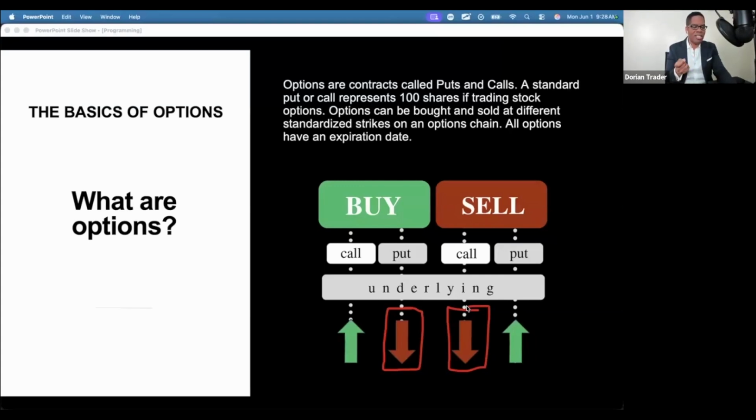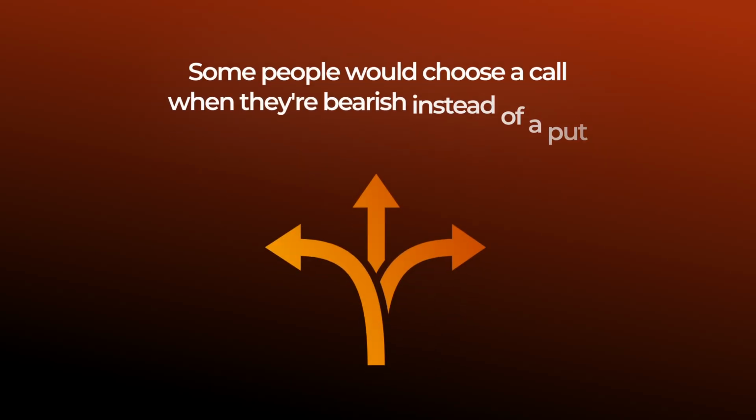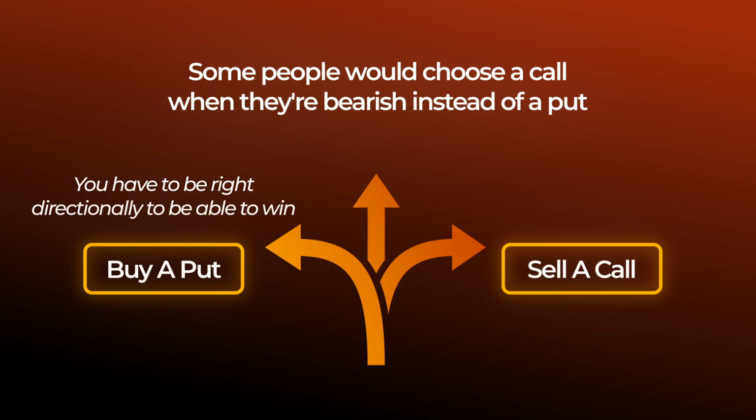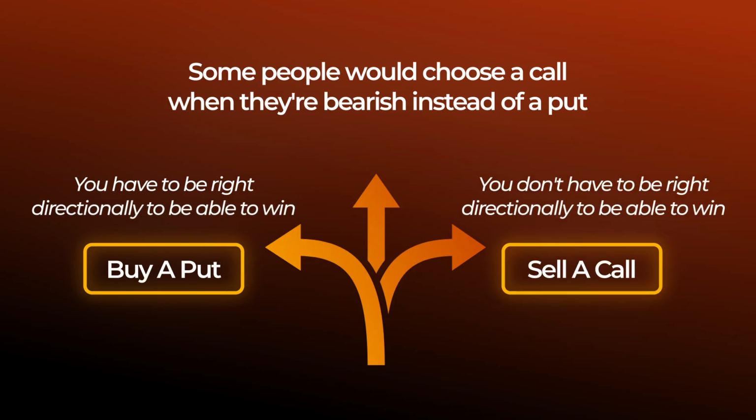And then I just talked about how the selling of a call is bearish. You sell a call, you receive monies into your account. The reason why some people would sell a call when they're bearish instead of buying a put is because if you buy a put, you have to be right directionally to be able to win. If you sell a call, you don't have to be right directionally, you can still win. But it can obviously be a lot more risk. You technically have unlimited risk to the upside when you sell a call by itself.